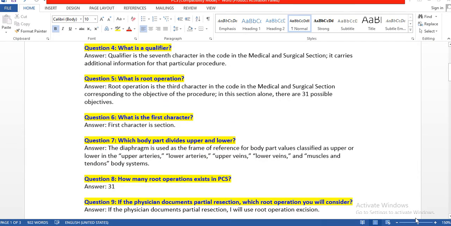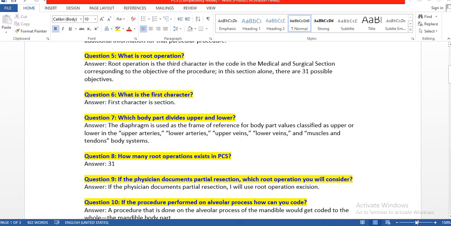Question 4. What is a qualifier? Answer. Qualifier is the seventh character in the code in the medical and surgical section. It carries additional information for that particular procedure. So it will provide extra information about the procedure.